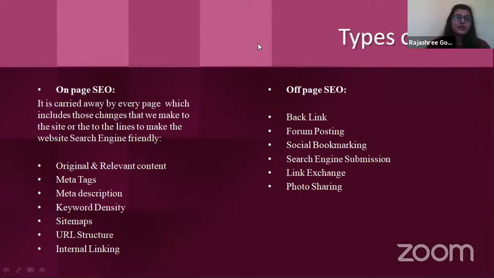On-page SEO is something that is carried out on every page. Here we write relevant or original content, and then we can make the page search engine friendly. The keyword density, meta description, URL structure, and internal linking are all associated with on-page SEO. And when we talk about off-page SEO, there are backlinks, forum posting, social bookmarking, link exchange, and photo sharing. This comes under off-page SEO.